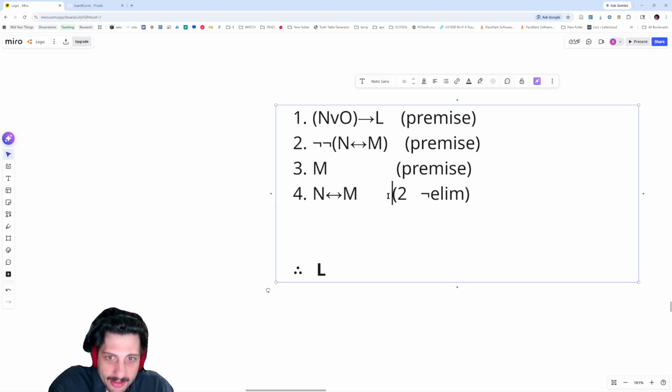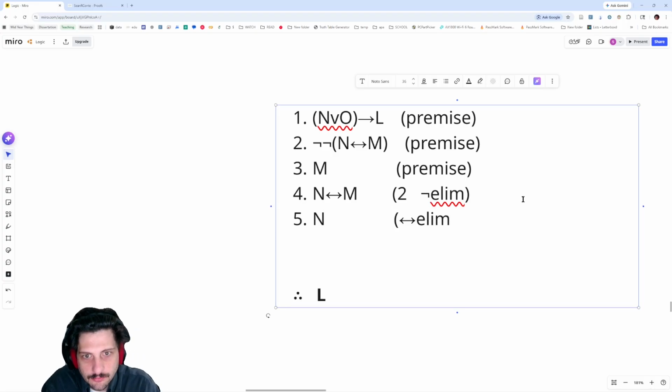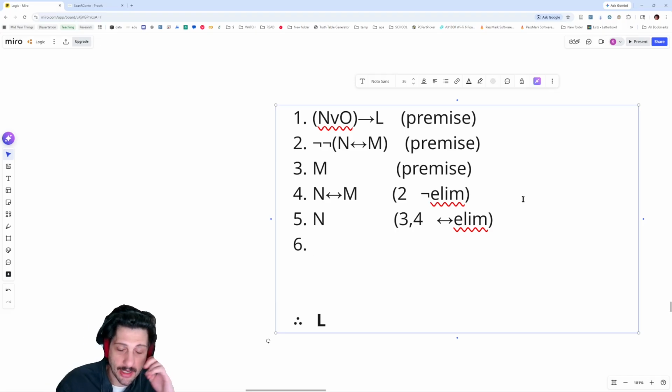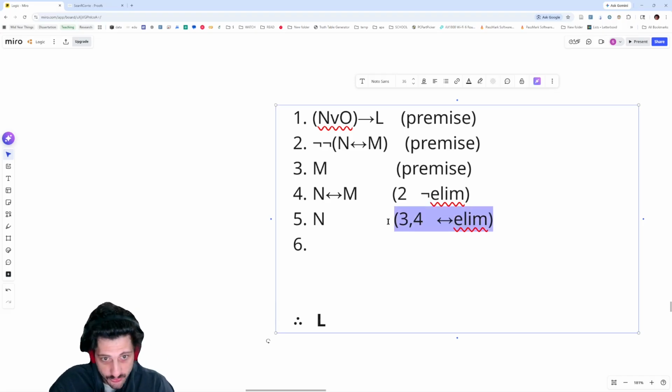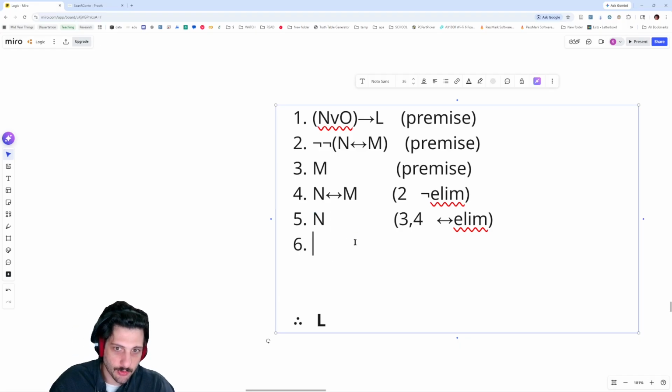So now that I have a biconditional, I can say, okay, cool. Now I can do my biconditional elim because I have my bicon and I have my right-hand side. So I can give myself N through biconditional elim on lines 3 and 4. Right? Now, I've used my tool to produce some new materials to work with. Now, N is just one of my new materials to work with.